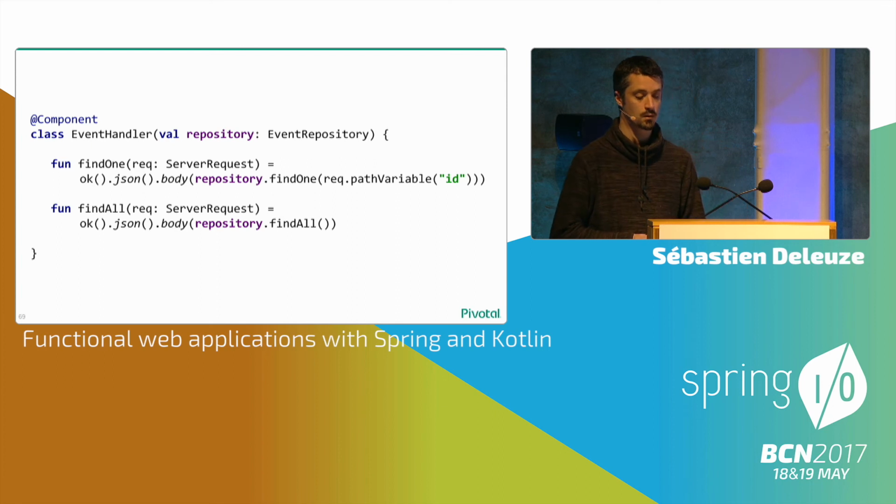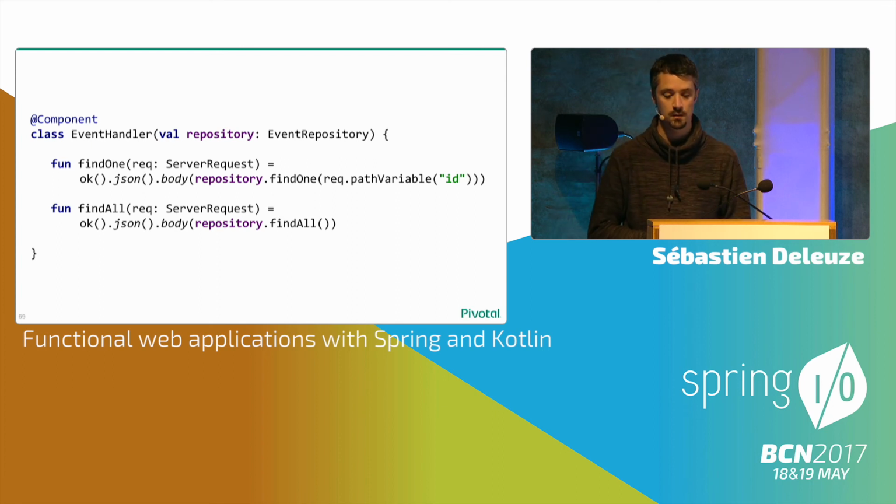since Kotlin type inference is very powerful, you don't have to write explicitly that it is returning a mono of server response. It will be automatically inferred by the return type of ok.json.body, etc. And with a simple equals syntax for defining a one-liner function, that looks quite clean.